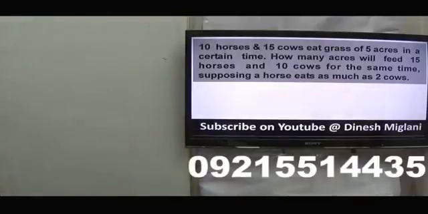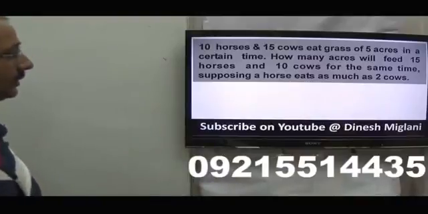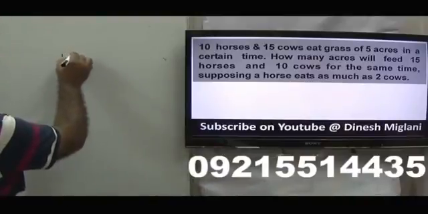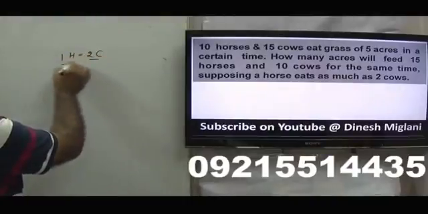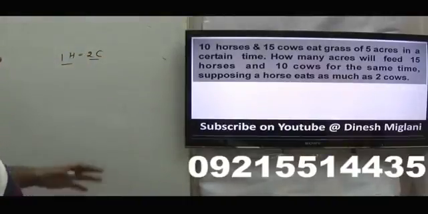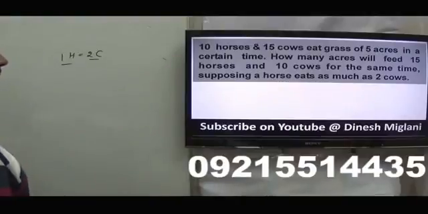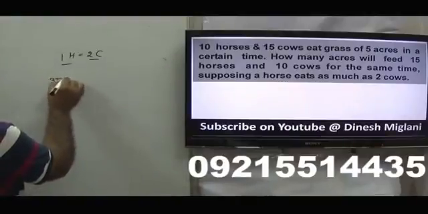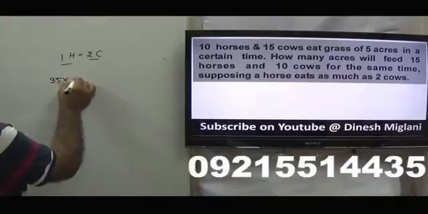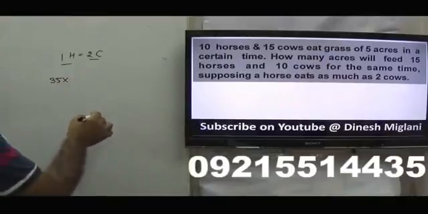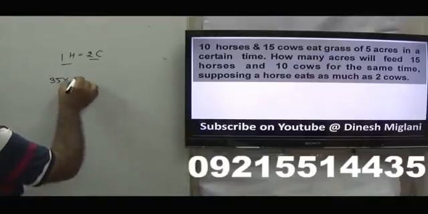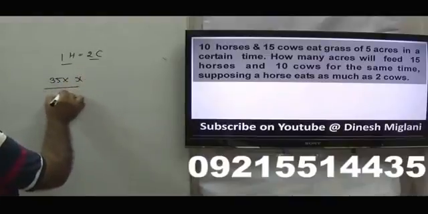10 horses and 15 cows eat the grass of 5 acres in a certain time. How many acres will feed 15 horses and 10 cows for the same time, supposing a horse eats as much as 2 cows? It means 1 horse is equal to 2 cows. Just convert everything into cows. So 10 horses are 20 cows. 20 plus 15, 35. 35 into x, where x is the time, into 5.